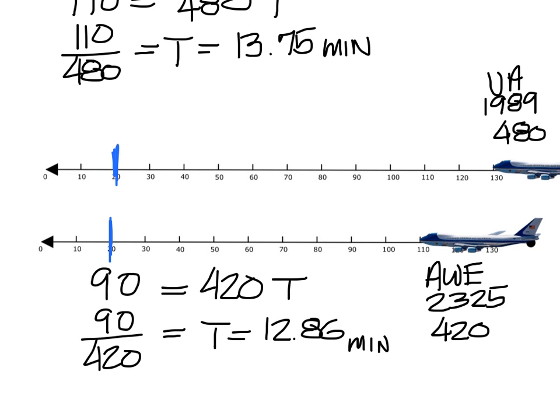Remember, you only have 6 speed options, so the next question coming up is, what is the lowest speed at which UA 1989 could overtake AWE 2325? In other words, make it to the blue mark before that. You could say you could up the speed of the plane to 700. It's not even on our speed option, but it would definitely overtake it. But you don't want the plane going faster than it has to. It burns up a lot of fuel.